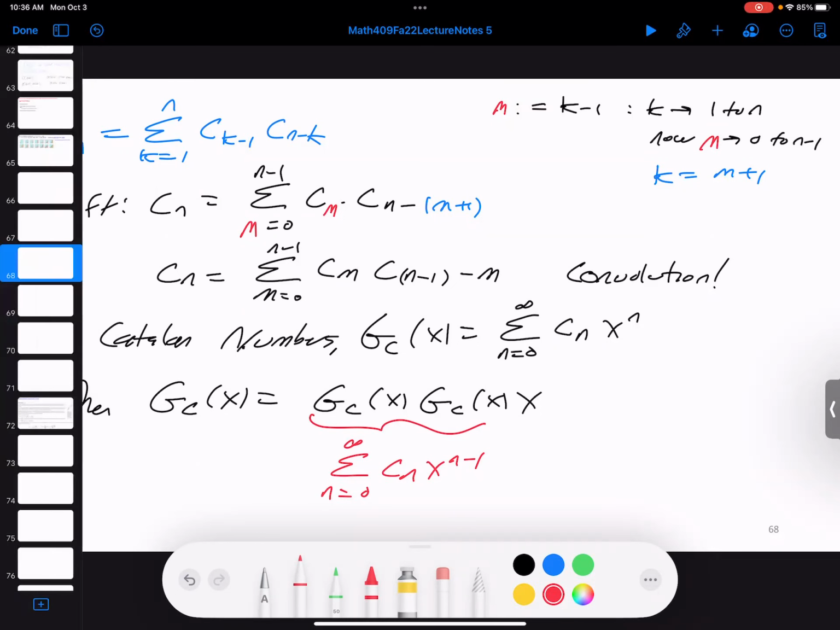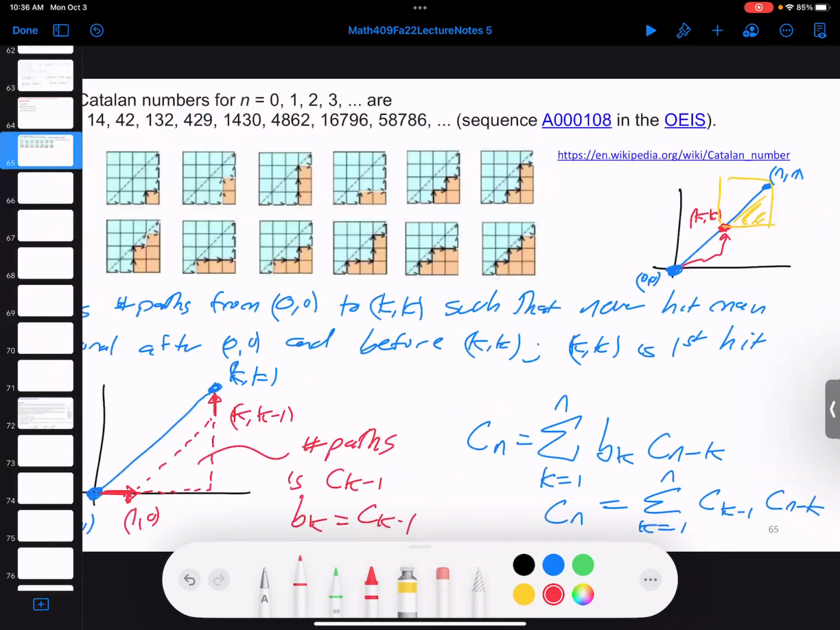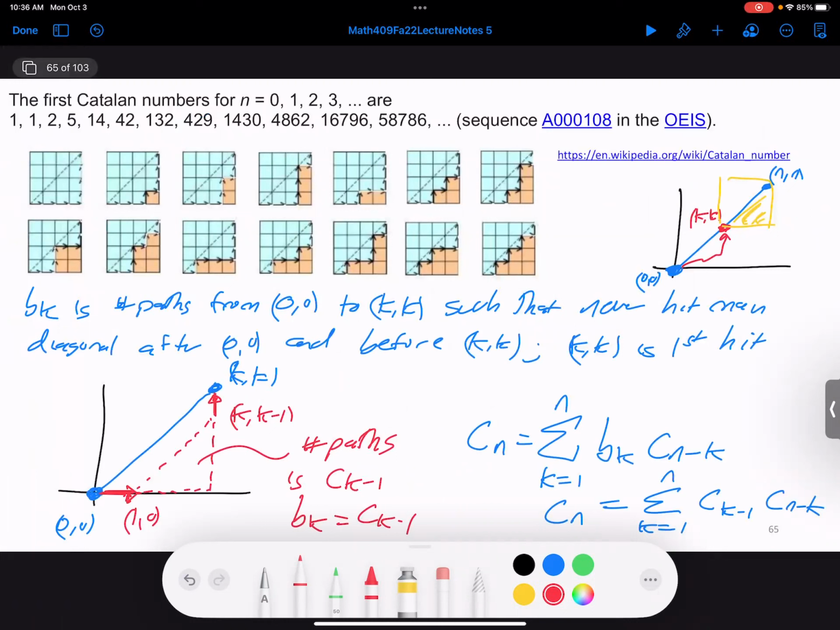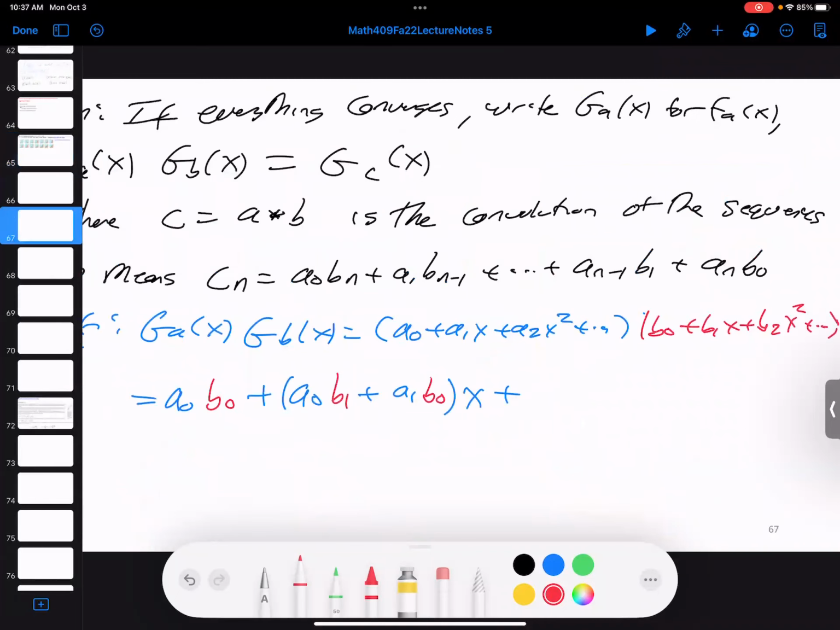But let's go back and think about what's going on when we look at the paths. If the first hit is when k equals n, then we want to multiply by C0. We don't want to multiply by anything more, because if the first hit is at n, there's nothing more to do to complete it. So we would want to just multiply that by 1. So there really is an incentive that we really do want C0 to be 1.